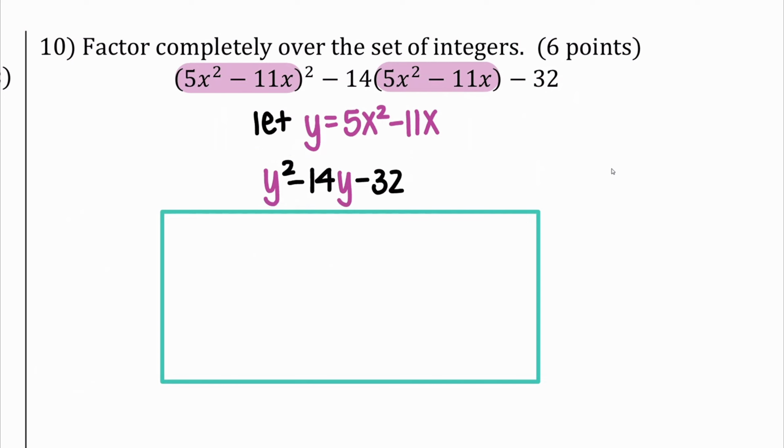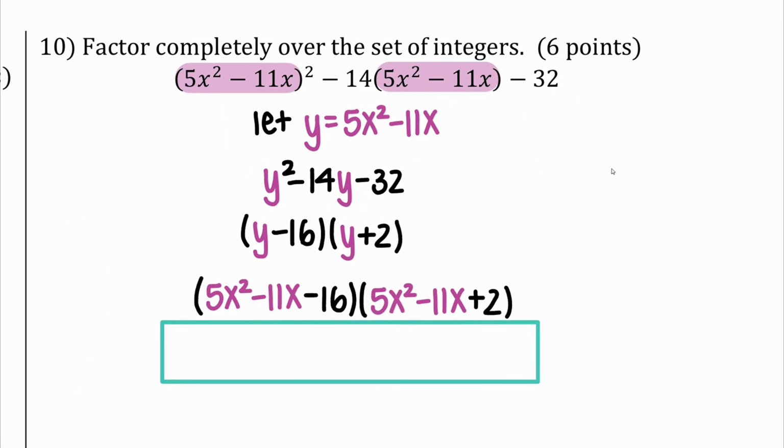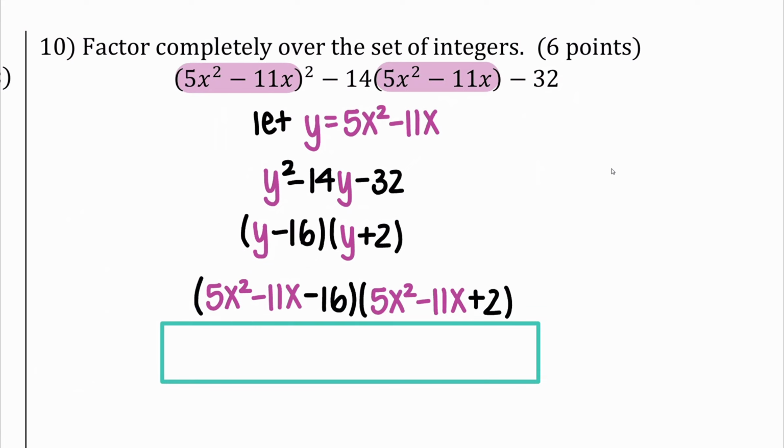And from there we know how to factor this, because we're just finding two numbers that multiply to negative 32 and add up to negative 14. And so that factors into y minus 16 times y plus 2. And so from here we can substitute our 5x squared minus 11x into the y, thus giving us 5x squared minus 11x minus 16 times 5x squared minus 11x plus 2. So notice that the structure is still the same. The only difference is that now we have a product of two trinomials.